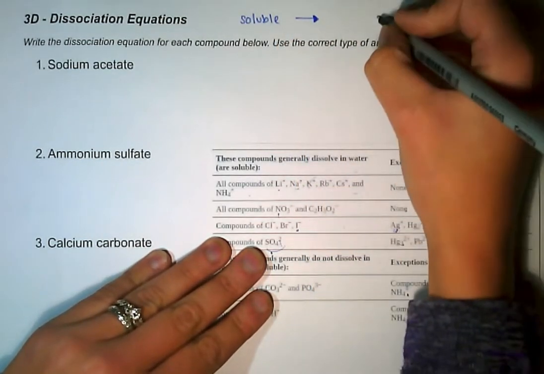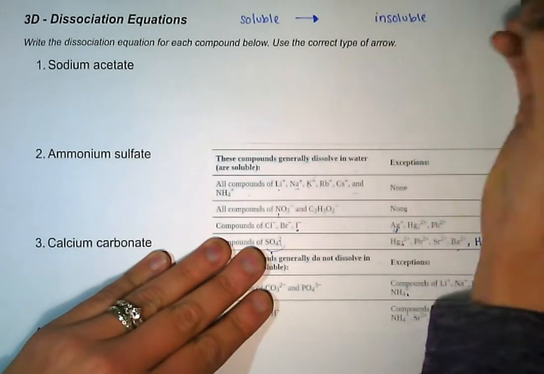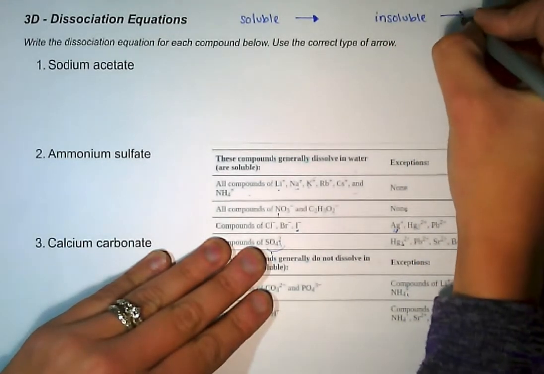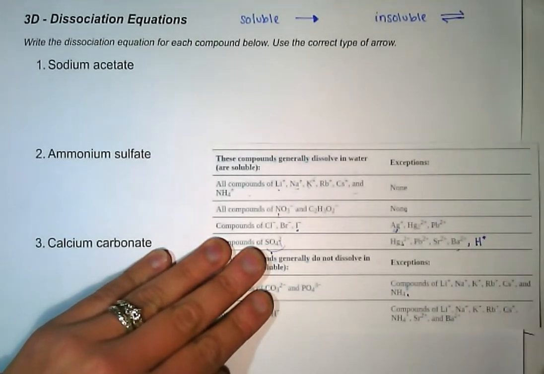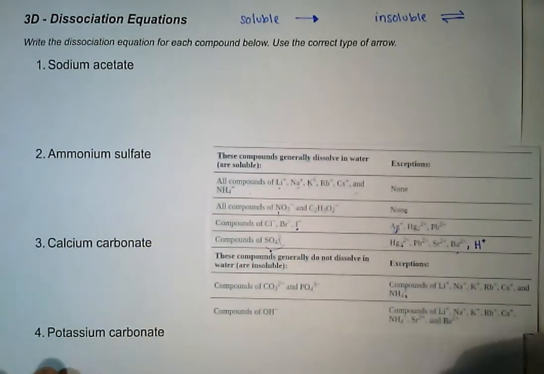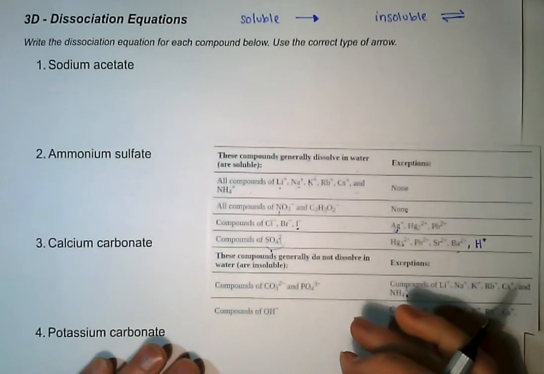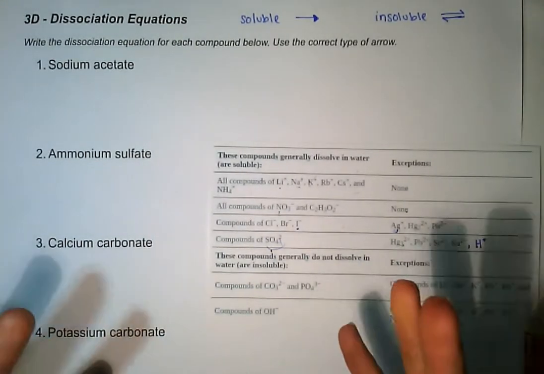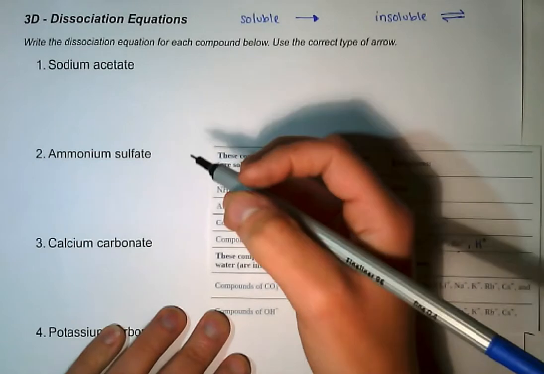But if something is mostly insoluble, it doesn't dissolve very well in water, we use a double-headed arrow to show that the compound is in the state of trying to be dissolved but mostly remaining undissolved. So we use two kinds of arrows in dissociation equations to show how much of something is actually dissociated and broken up when it dissolves in water. Let's look at the first one.